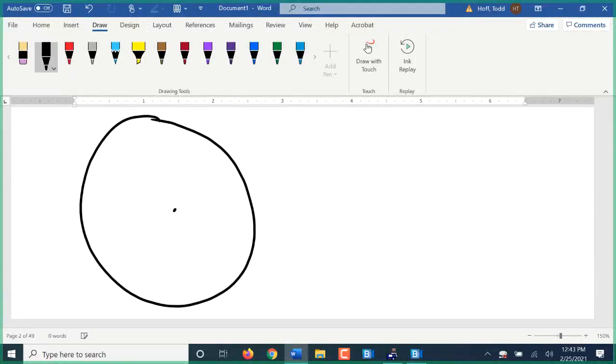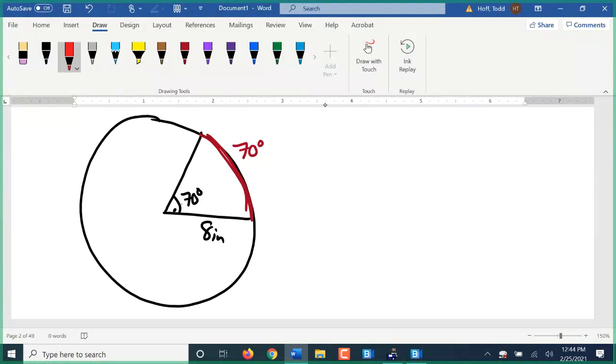So one way we found, if I give you this circle, it has a radius of 8 inches. And I have a central angle here, closer to the center, a central angle of 70 degrees. This intercepted arc, as we said, is 70 degrees. The length of that arc is based on the circumference of the circle.